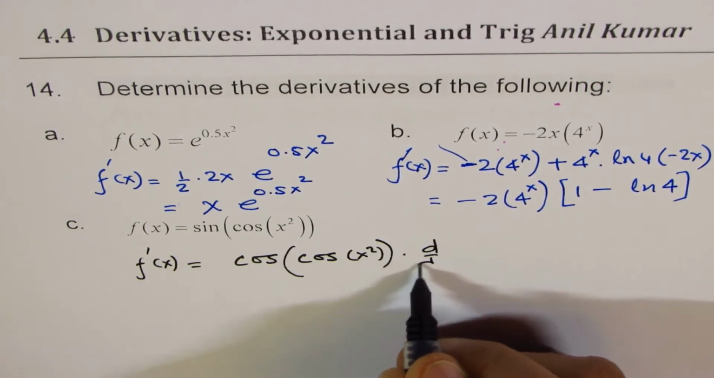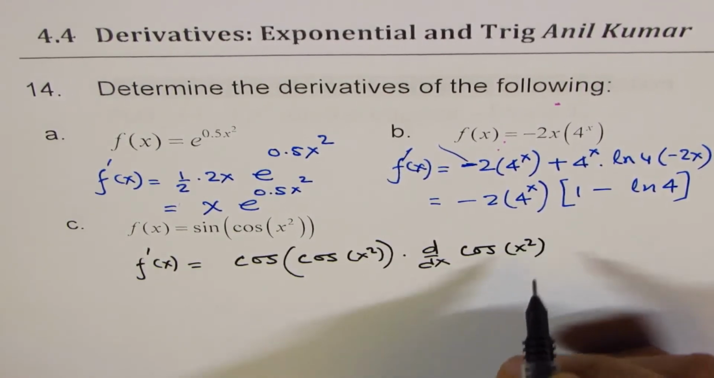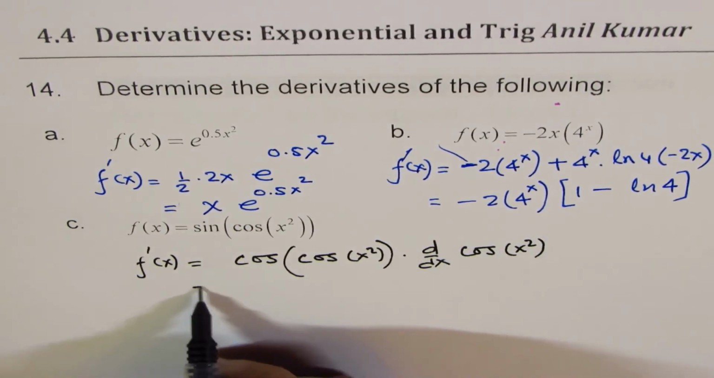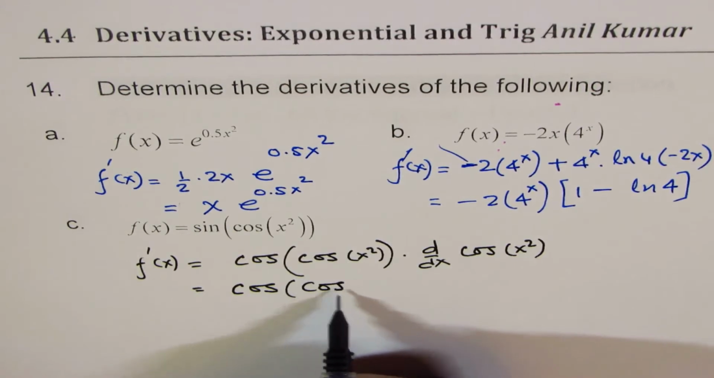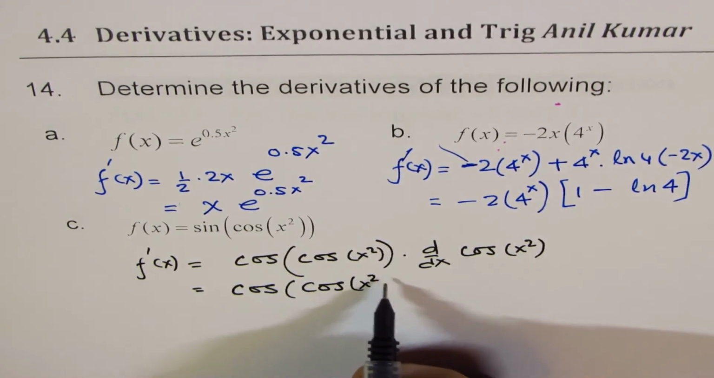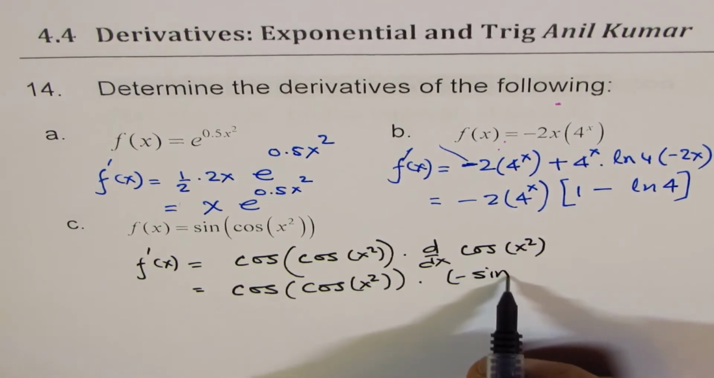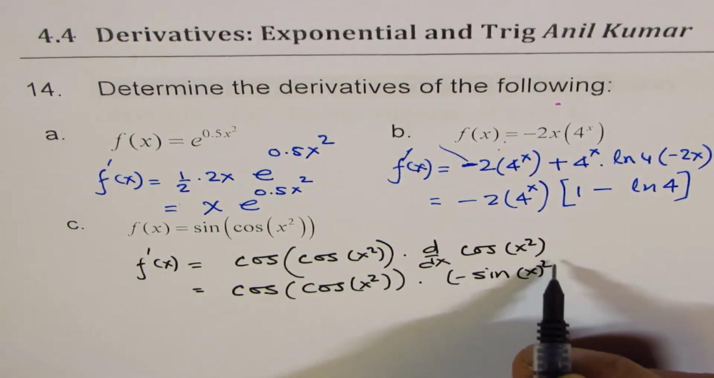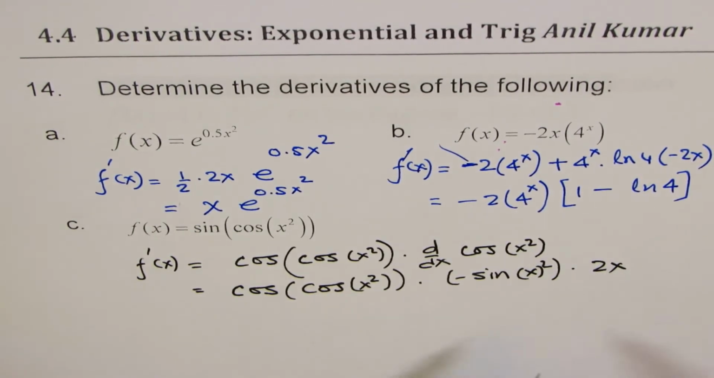You could write d dx of cos of x squared. So that gives you cos of cos x squared times this derivative, which is negative sine of x squared times 2x. So that becomes your final derivative.